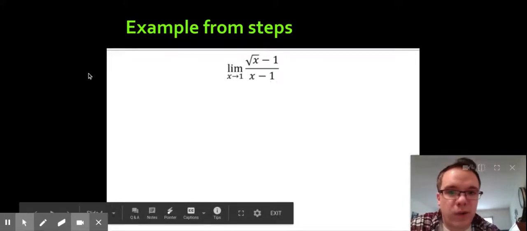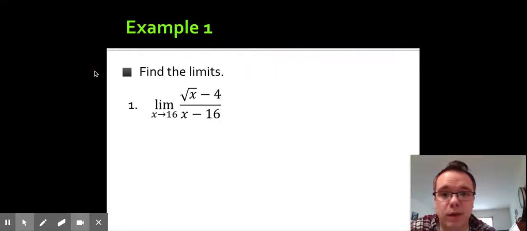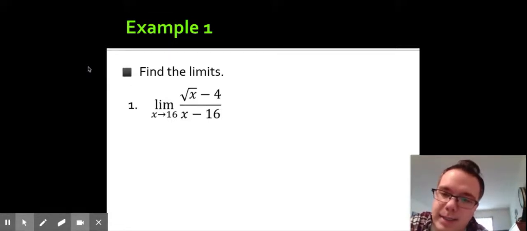So I'm just going to do a few more examples with you so that we get used to multiplying by the conjugate with radicals, and then you'll have time to work on your homework for the day. So our first example is the limit as x goes to 16 of the square root of x minus 4, over x minus 16.